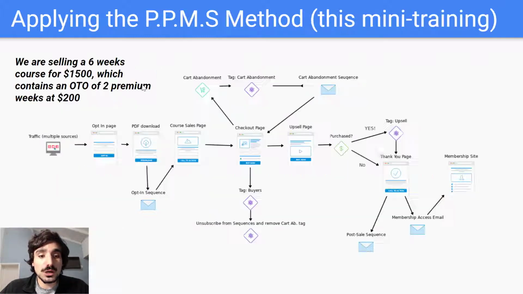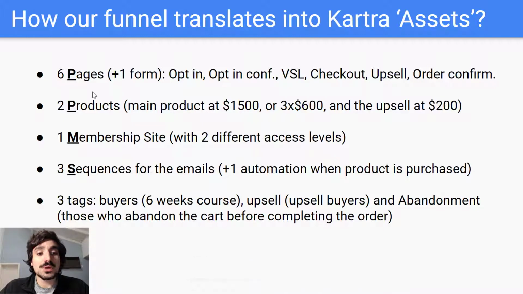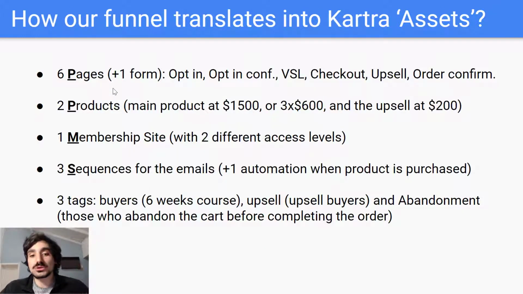The form, of course, we are going to create when we create the opt-in page. I'm going to show you how to create a form in the following video, so you don't have to worry about it right now. The product, of course, we know that we are offering a 6-week course for $1,500 and 2 premium weeks at $200, which is an upsell. We have 2 products over here. We will be selling this main product at $1,500, but we will also include a monthly payment option of 3 installments of $600, and the upsell will be a one-time payment of $200.